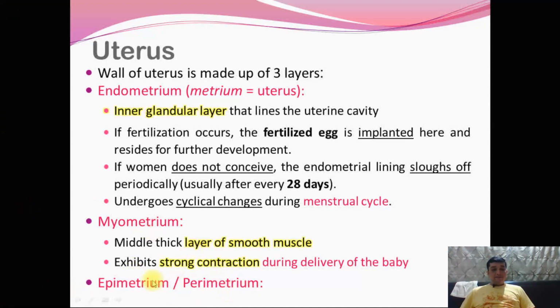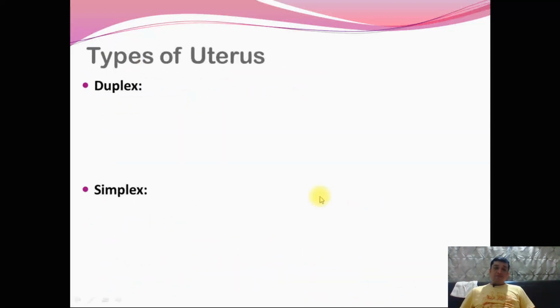Third layer is definitely the epimetrium, or perimetrium, which is an outer covering, a protective thin membranous layer. That is what the uterus is. Now you should also know the types of uterus. There are actually many types of uterus in various animals, but we will focus on 2 types.